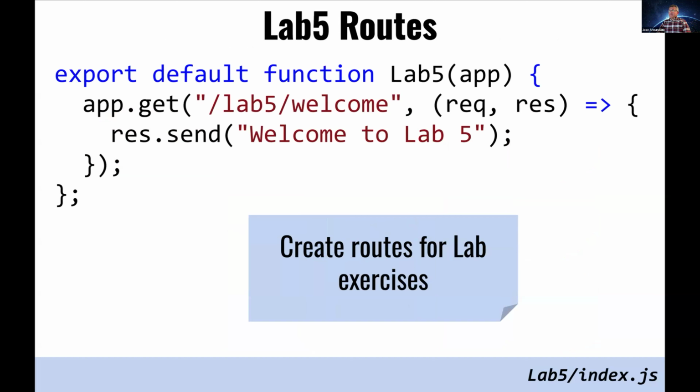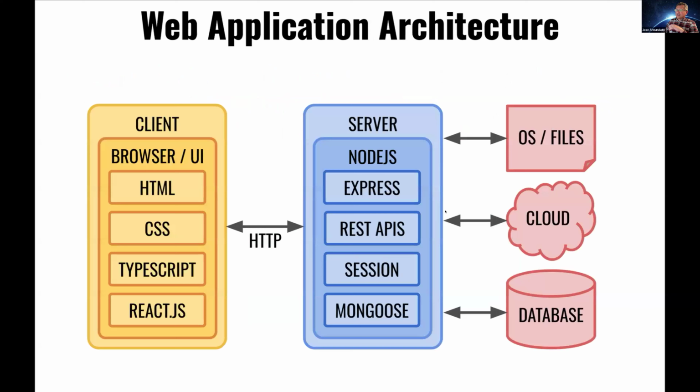Okay, so here's our very first lab exercise. We're going to create a lab 5 function, which is going to host all our exercises. Now, these slides are color coded, because some of the source code goes on the server side, and some of the source code goes on the client side, on the React side. Notice that here it's color coded. Yellow is the client and blue is the server.